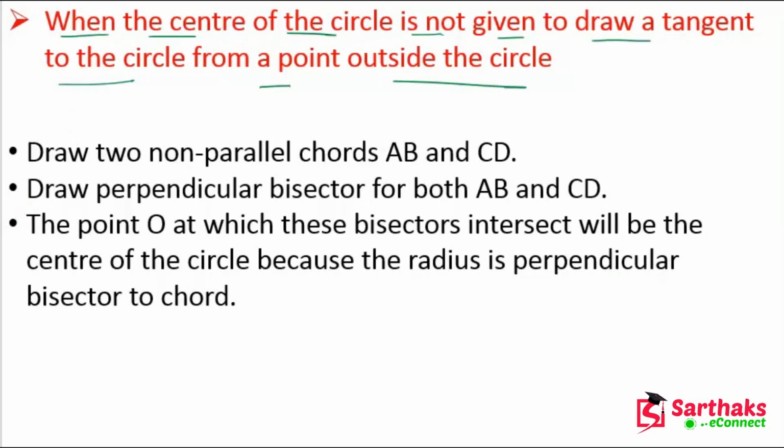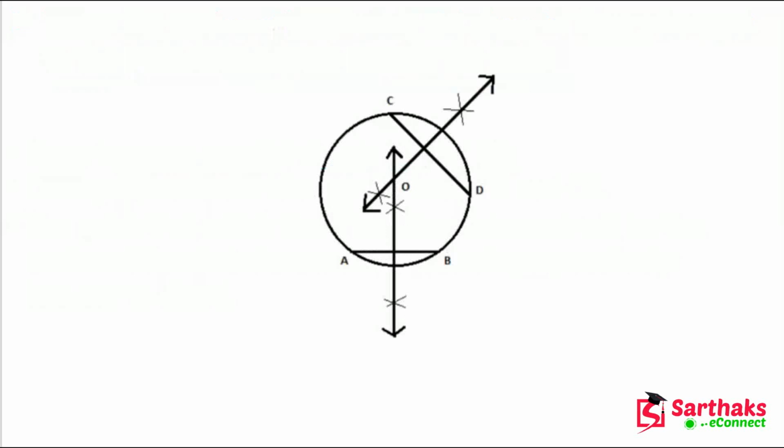The first step is that we have to draw two non-parallel chords AB and CD, like this. If you see this figure, there are two non-parallel chords AB and CD. These two chords are non-parallel.